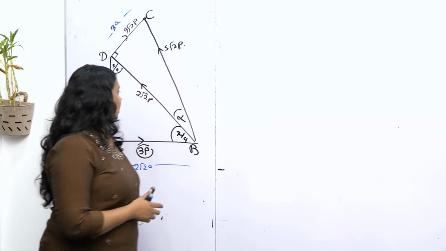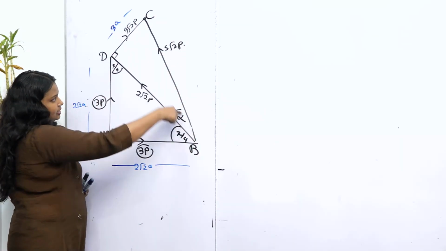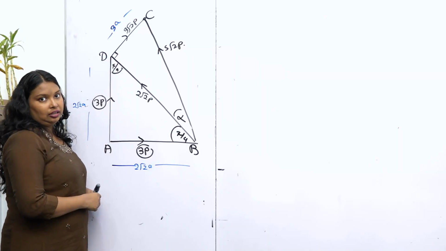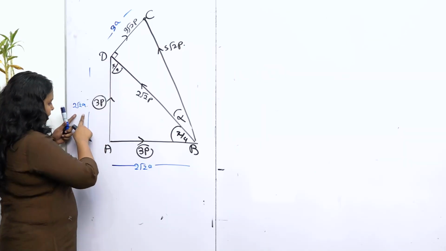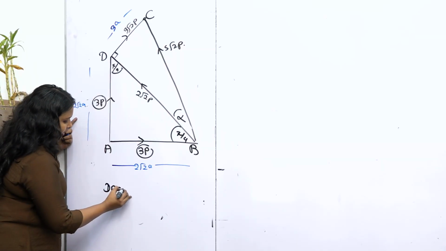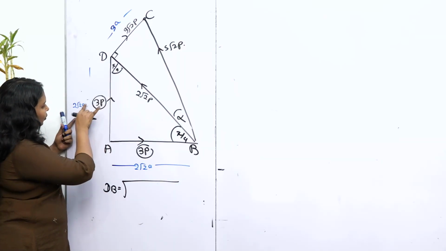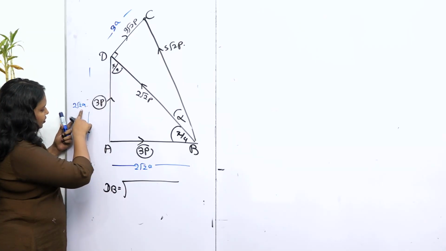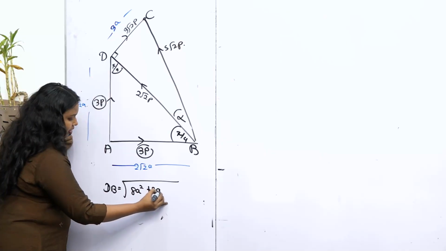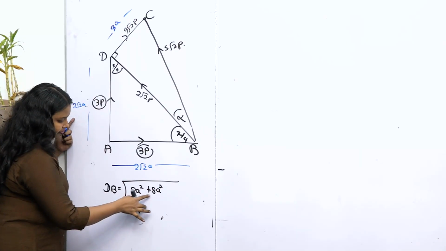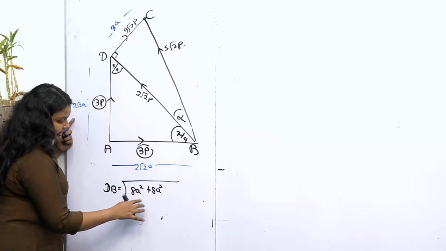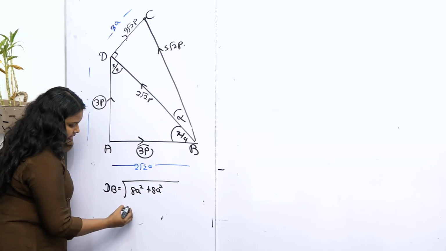Using the Pythagorean relationship, this is a right angle triangle, so you can find this side. You can see what this side length DB is. I will write it here. DB equals the square root of 2 root 2a squared. 2 root 2a squared means 8a squared. Clear? Therefore, here we are getting 2 times 8a squared.